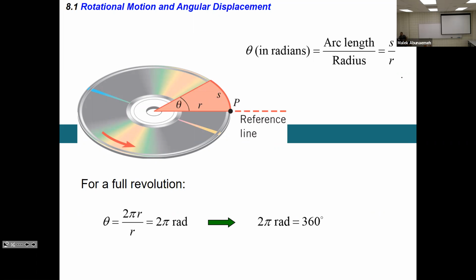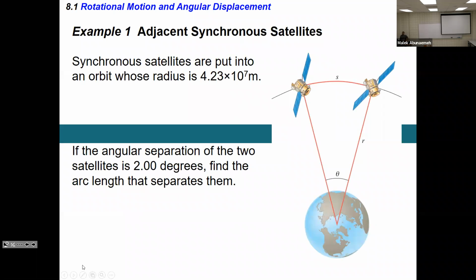So let me just move this. Your angle, theta, in radians is going to be your arc length, which is this right over here, divided by your radius, r. For a full revolution, it's 360 degrees, so it's 2 pi radians. So 2 pi radians is 360 degrees. Here's a question for you guys. Satellites are put into an orbit whose radius is 4.23 times 10 to the 7th meters. If the angle of separation of the two satellites is 2 degrees, find the arc length that separates them.